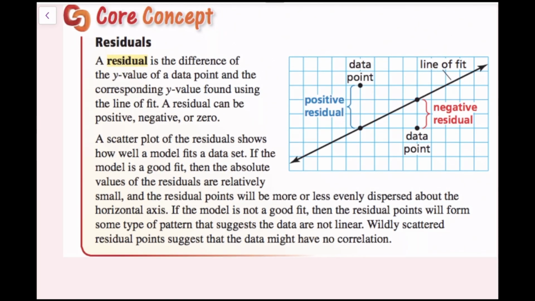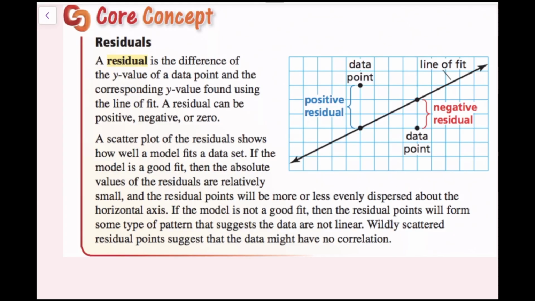A residual is the difference of the y value of a data point and the corresponding y value found using the line of fit. A residual can be positive, negative, or zero. A scatter plot of the residuals shows how well a model fits a data set. If the model is a good fit, then the absolute values of the residuals are relatively small, and the residual points will be more or less evenly dispersed about the horizontal axis.